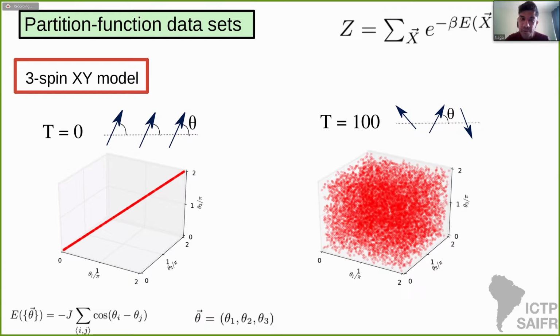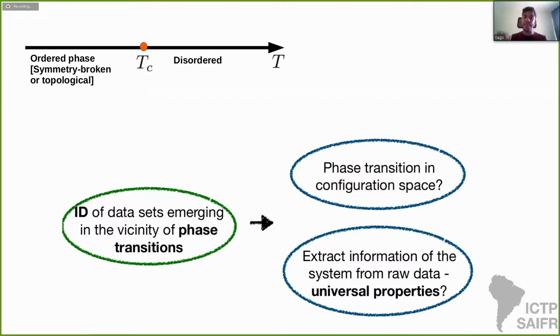What is this intrinsic dimension? How, let's say, physical data sets, how is the intrinsic dimension of physical data sets? But what we really did in this work was to study physical data sets emerging in the vicinity of a phase transition. So the idea is that I have a thermal phase transition. On one side of the transition, I have a disordered phase, and on the other side, I have an ordered phase, like a symmetry broken phase or a topological phase.